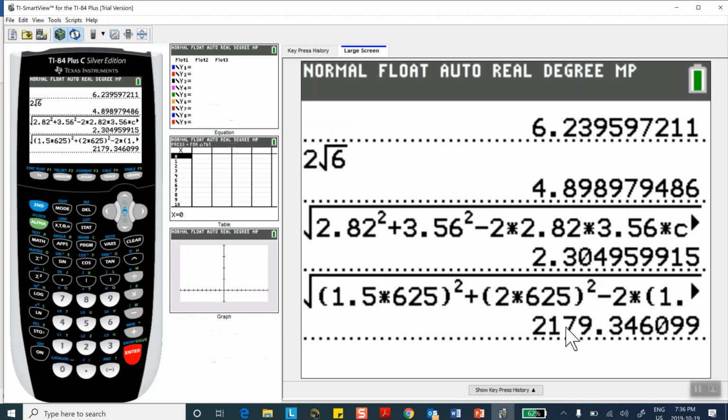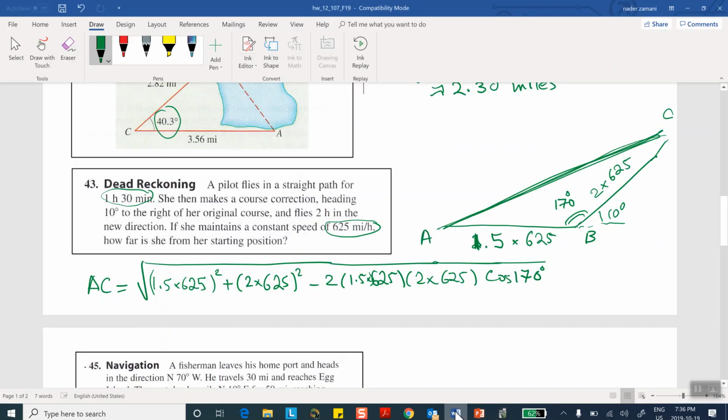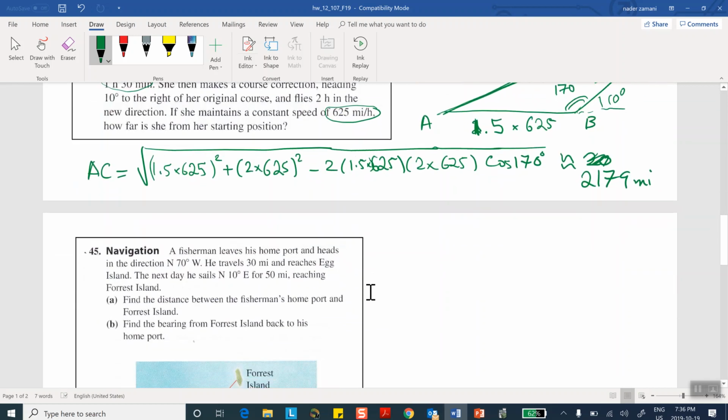It's going to be 2,179 miles. This is approximately 2,179 miles. All right, so that takes care of this.